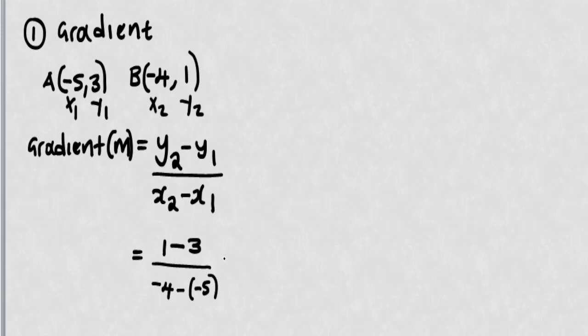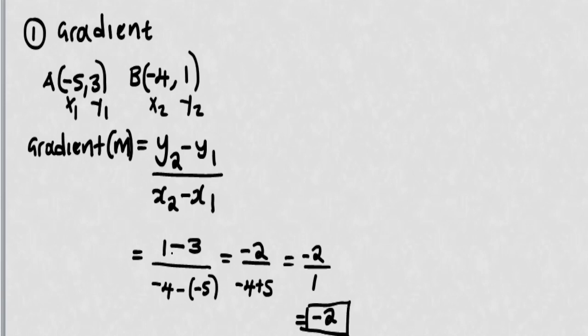From there, this becomes 1 minus 3, we get -2. Then we have -4 minus -5. Negative times negative is positive, so this is -4 plus 5, that is +1. Then -2 over 1, we get -2. So therefore the gradient of that line given those coordinates is -2.